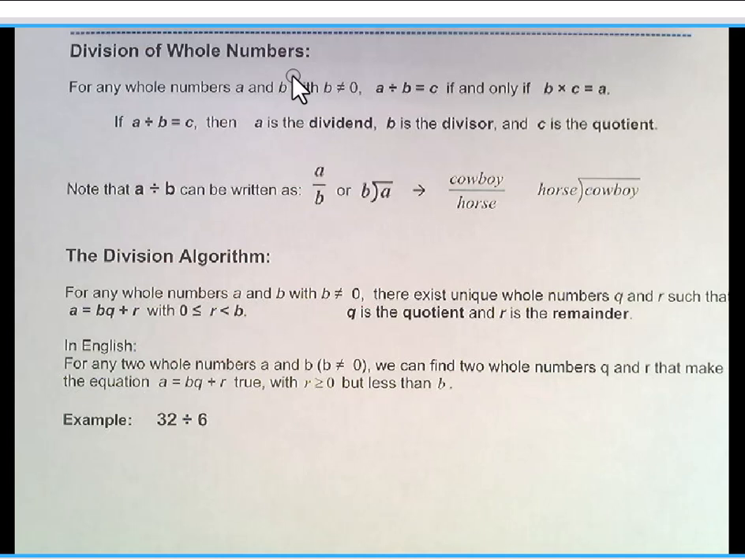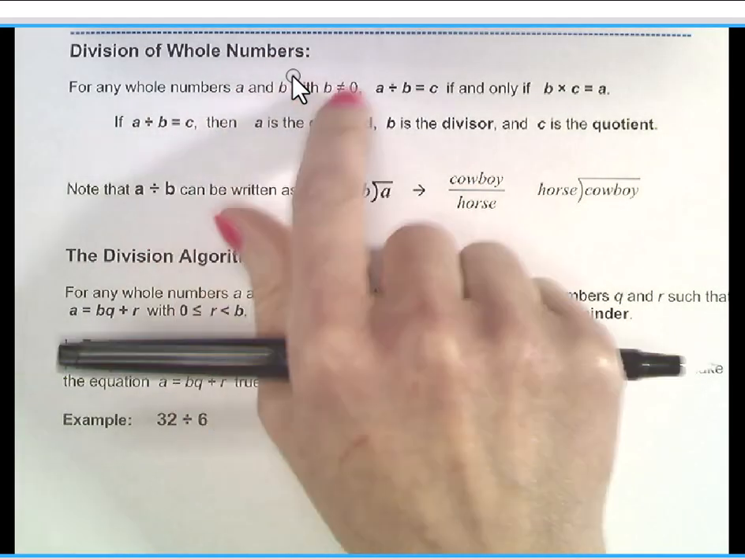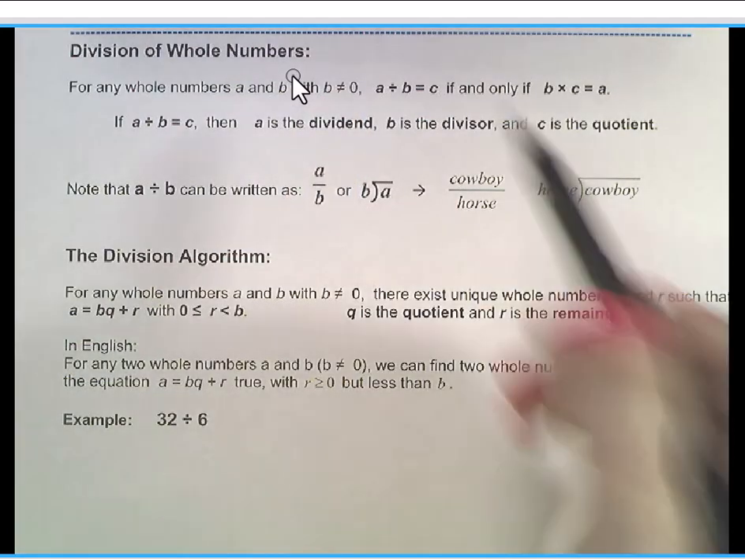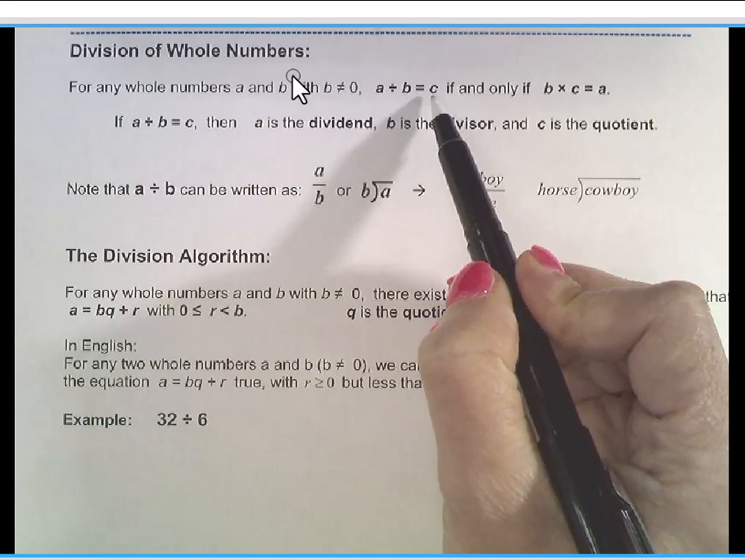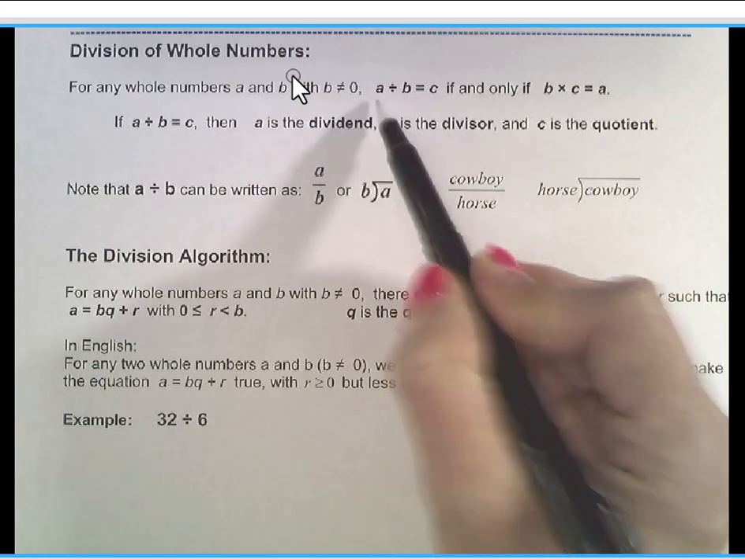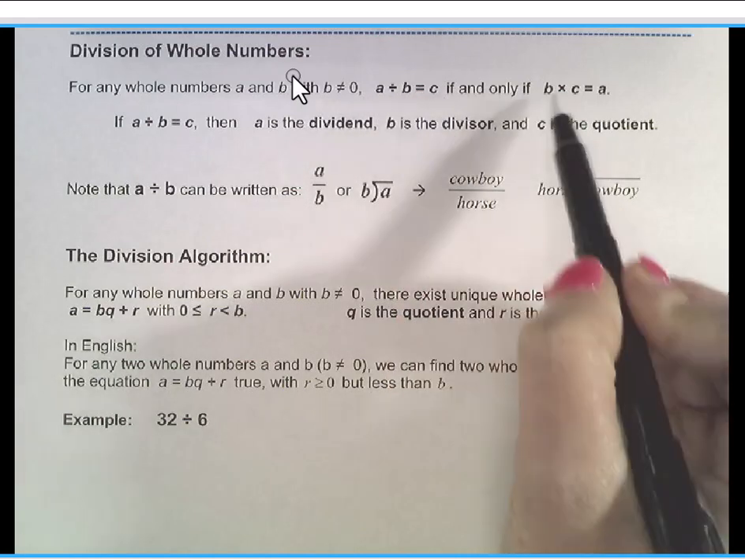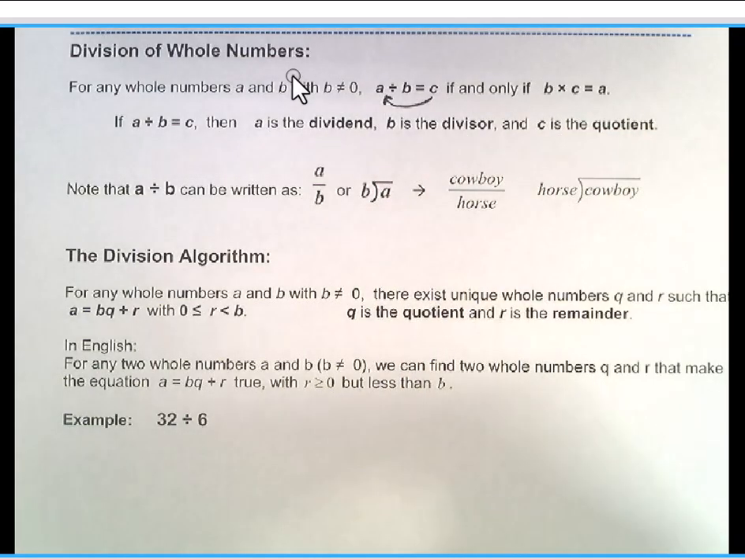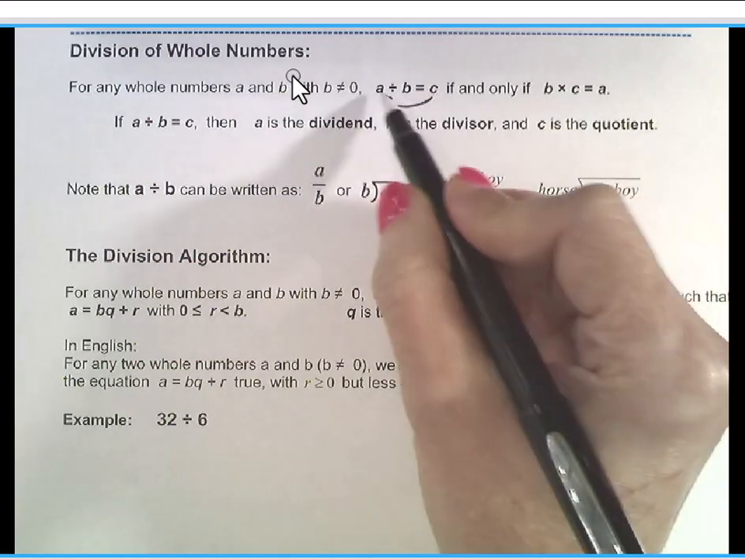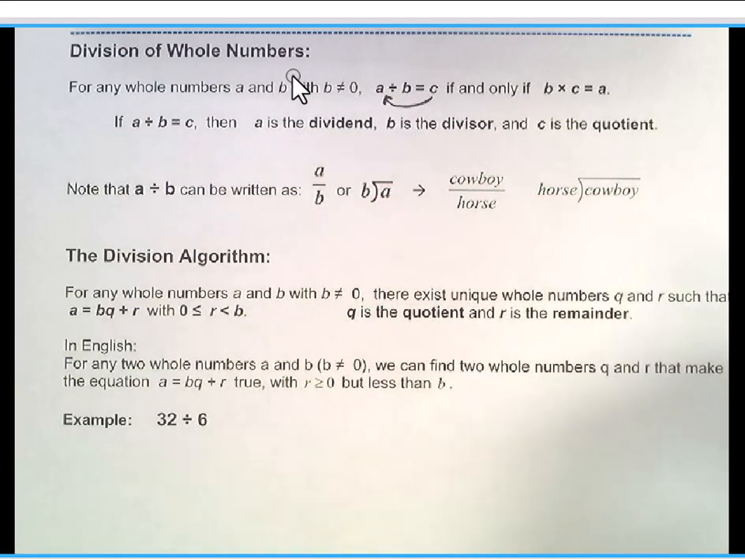Now we're going to look at the formal definition of division of whole numbers. For any whole numbers, we'll call them a and b, and we want to make sure that b is not 0. A divided by b is equal to c if and only if, we're going backwards here, c times b is equal to a, or b times c. We're defining division in terms of multiplication. So a divided by b is c if and only if c times b is equal to a.